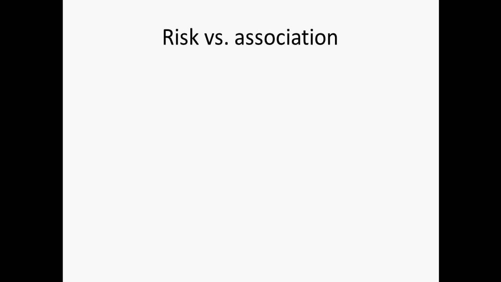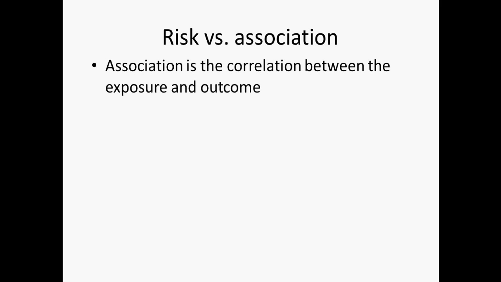Now, what is the relationship between risk and association? When we talk about epidemiology, association means a correlation between an exposure and an outcome. So here we will talk a bit about what is correlation and what is causation. Now, it's a common mistake to say that an exposure causes an outcome without actually having understood the interaction between an exposure and outcome. So we need to understand the difference between correlation, also known as association, and causation.